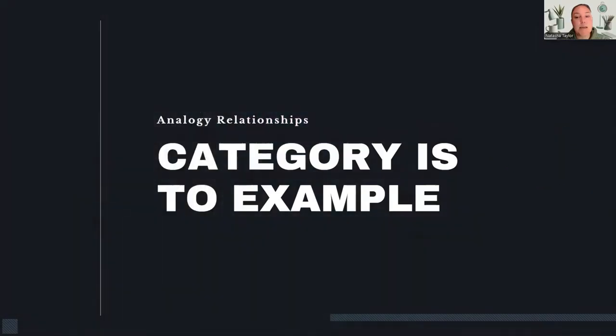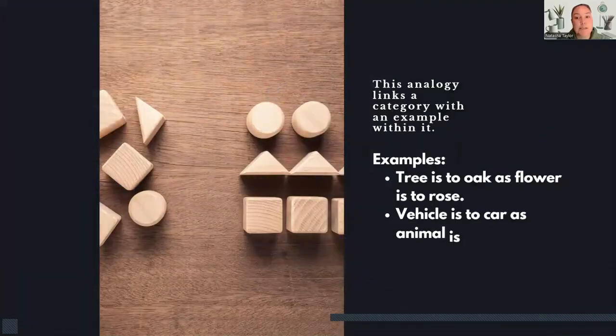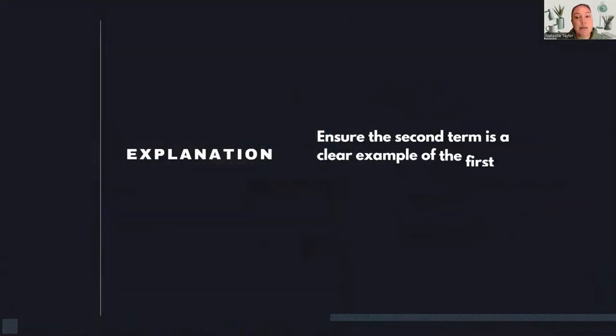Analogy relationships. Category is to example. This analogy links a category with an example within it. Examples: tree is to oak as flower is to rose. Vehicle is to car as animal is to dog. Explanation: ensure the second term is a clear example of the first term's category.